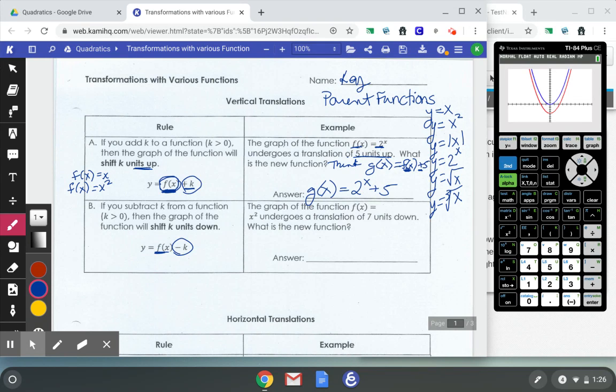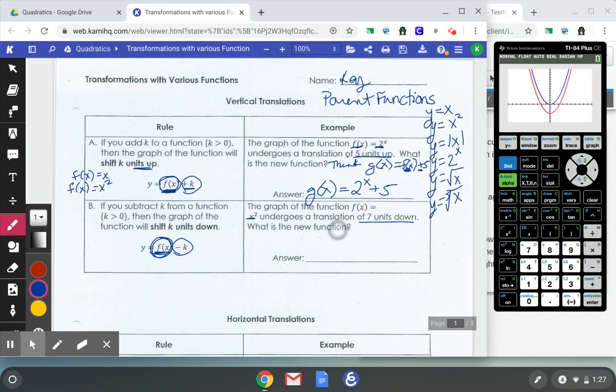Anytime you take that parent function and you add or subtract a value to that initial function, it's going to shift your graph up or down. So an example: it says the graph of function f of x is x squared. So we're dealing with that parent function of a quadratic. It undergoes a translation of 7 units down. What is the new function?